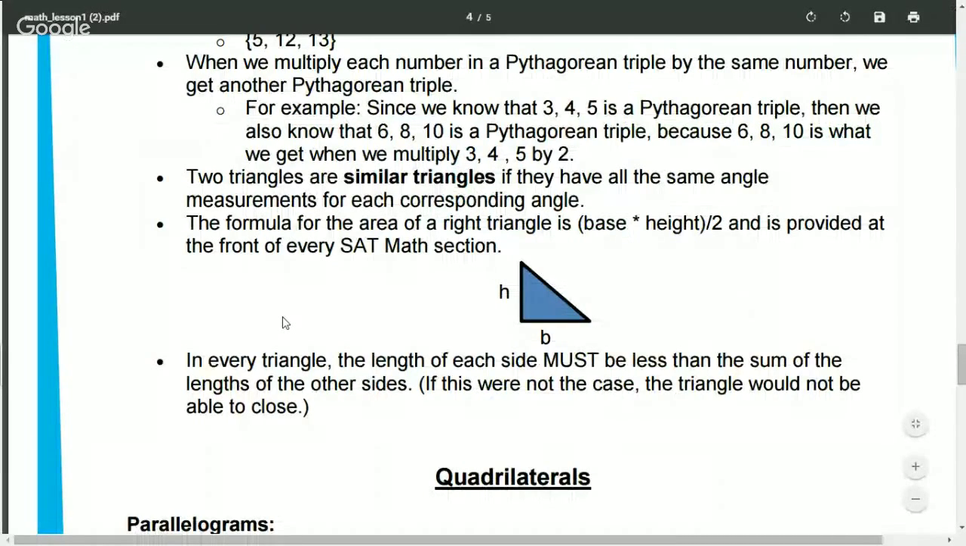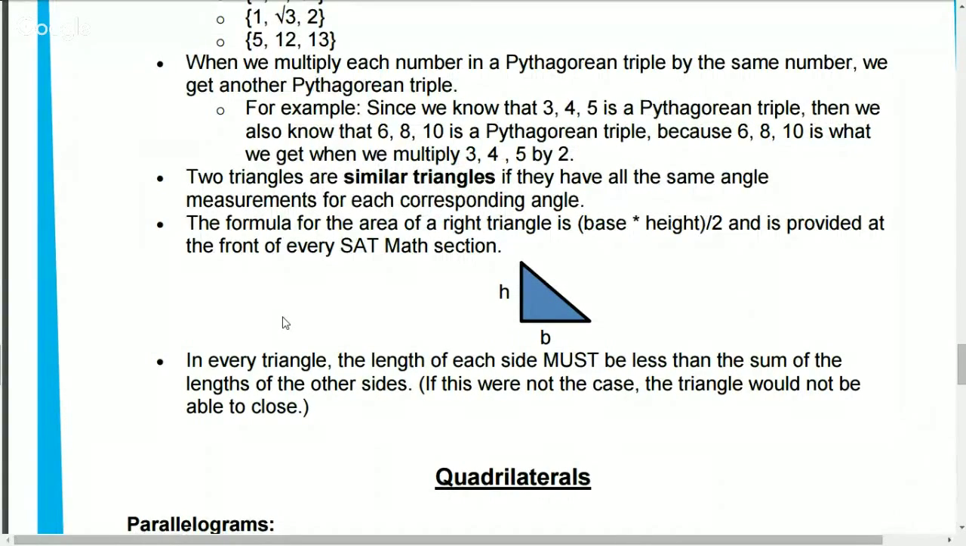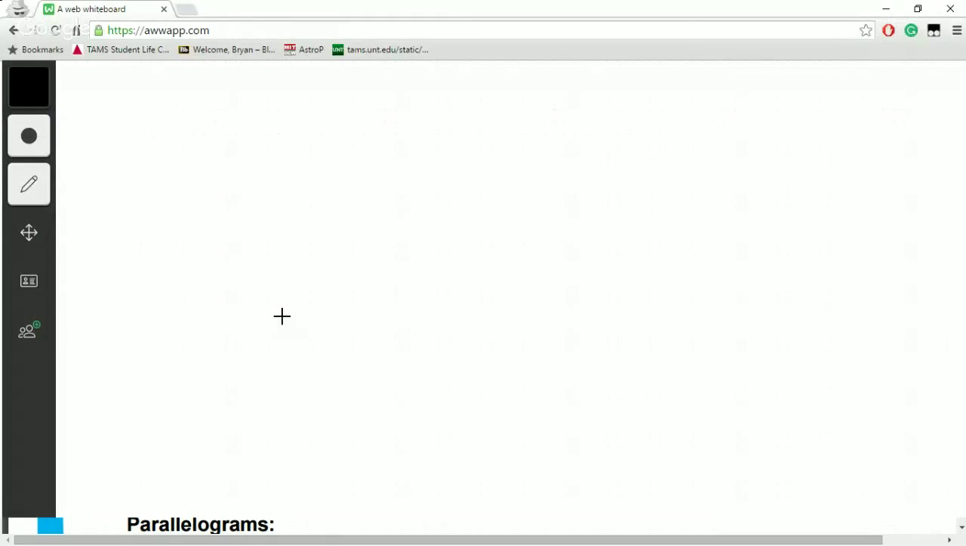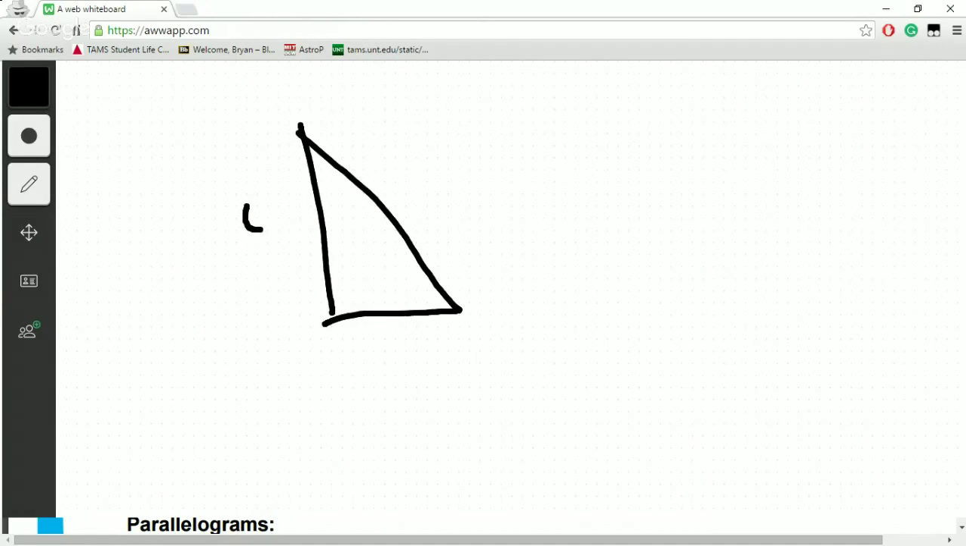On every triangle, the length of each side must be less than the sum of the lengths of the other sides. If this were not the case, the triangle would not be able to close. So let's take another triangle. Let's take the 5, 12, 13 triangle. Once again, 5, 12, and 13.